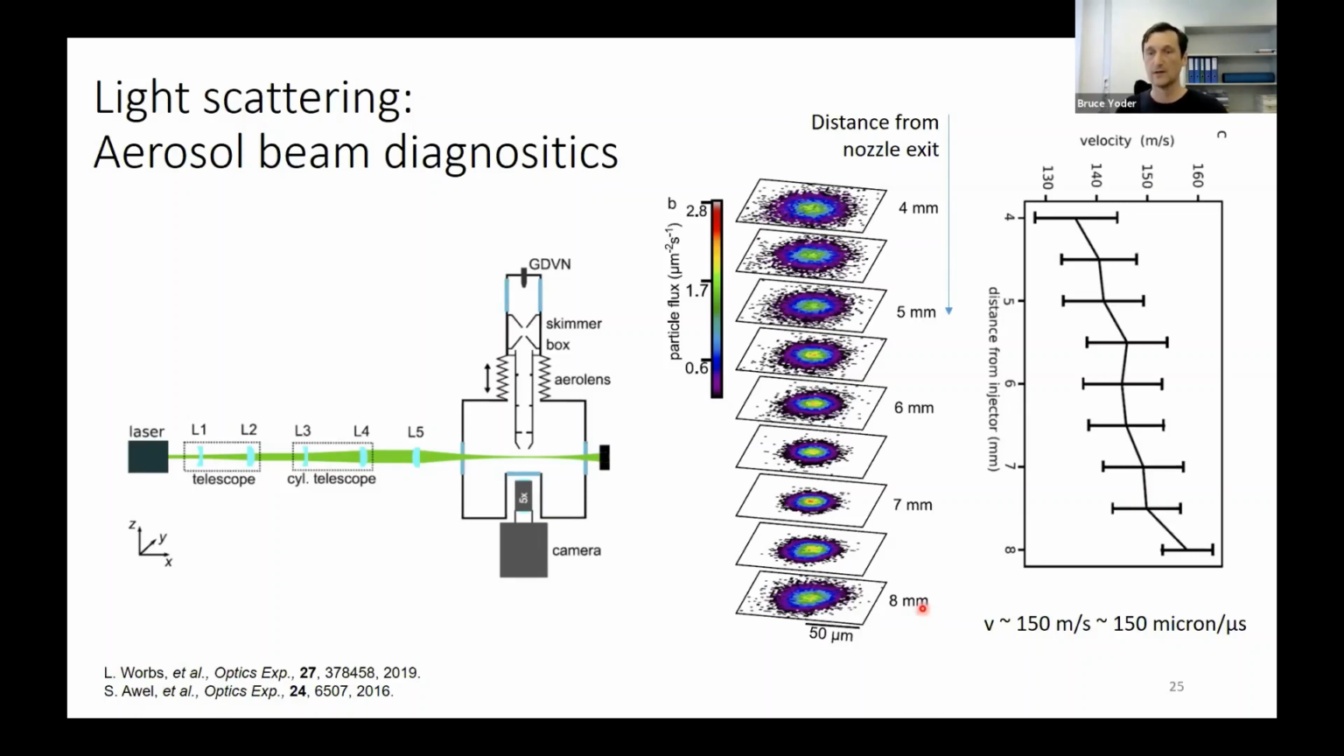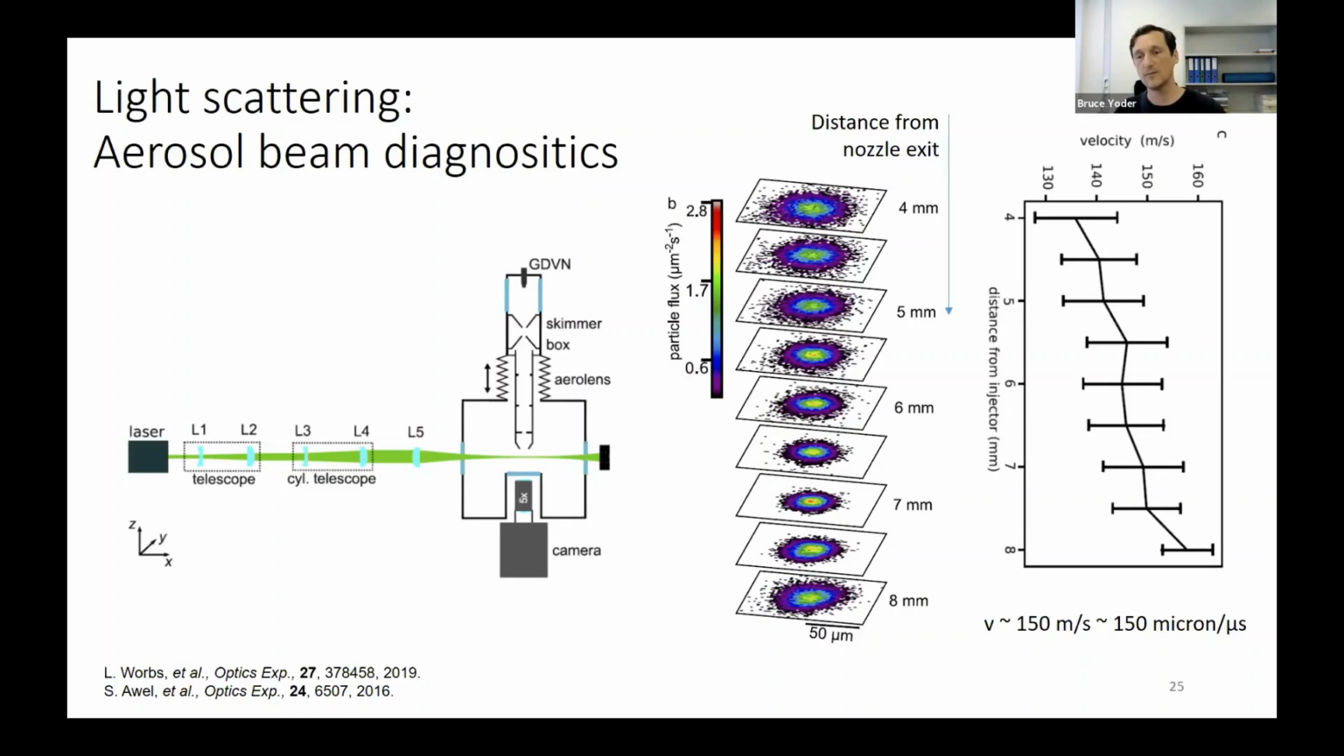Note that the aerosol beam is focused with its tightest waist here at 7 millimeters from the exit of the aerodynamic lens stack. Its full width half max is 45 microns. And in this case, the quantitative flux was only 4.3 particles per square micron per second. That's artificially low. They can go many orders of magnitude higher than that.